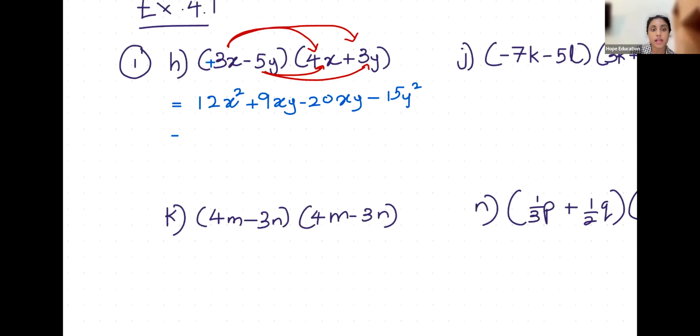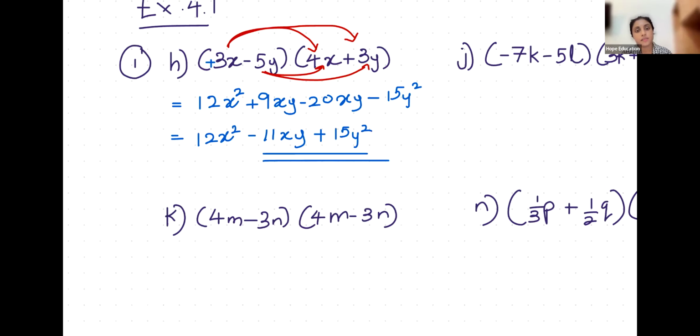So we have 12x squared plus 9xy minus 20xy, which means minus 11xy, plus 15y squared. Did you all get this answer? Yeah. Okay. Yes, Risindhi.